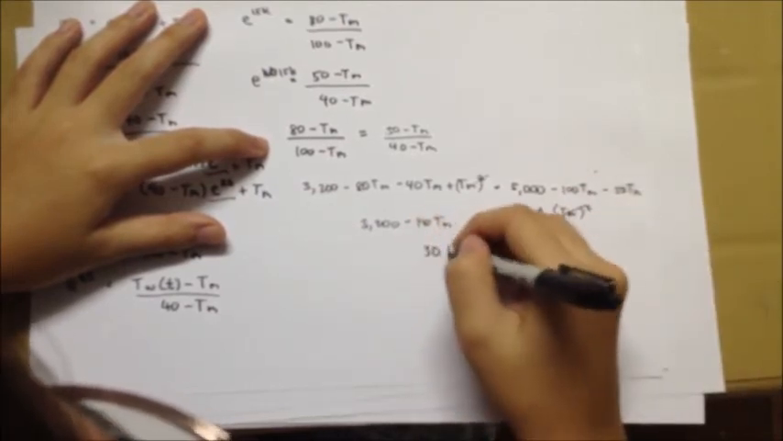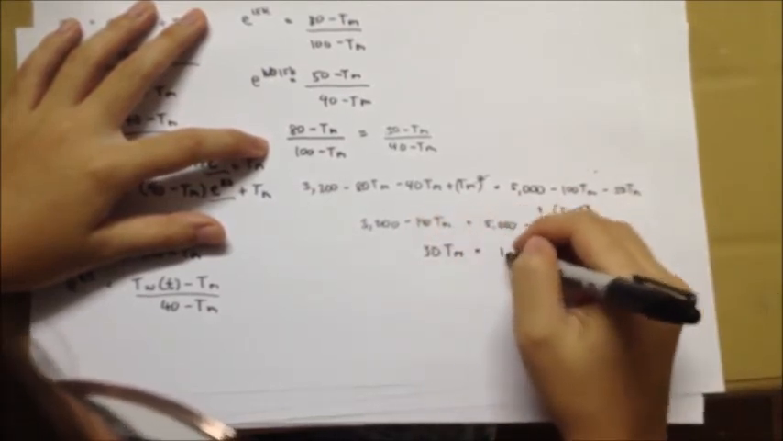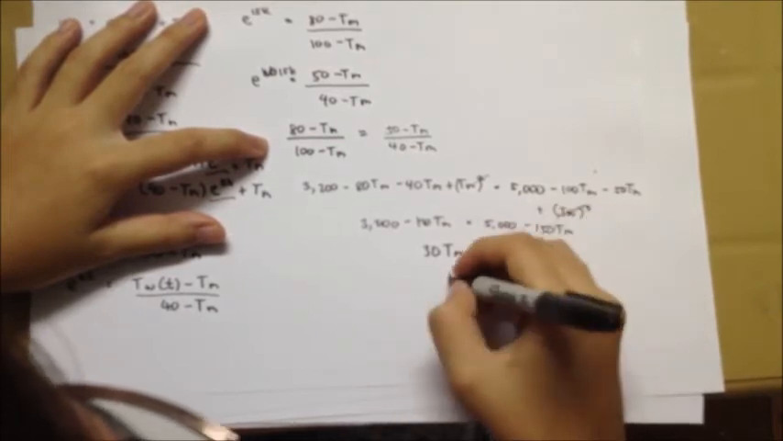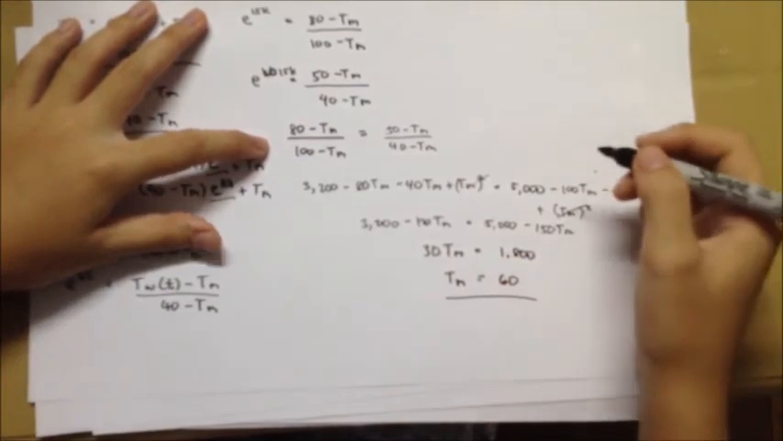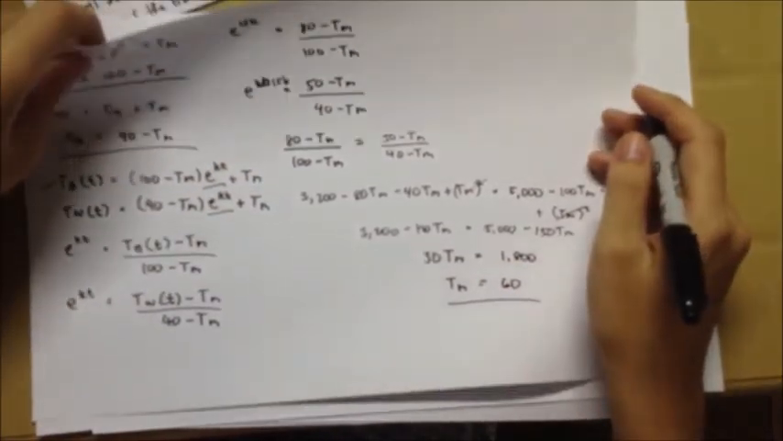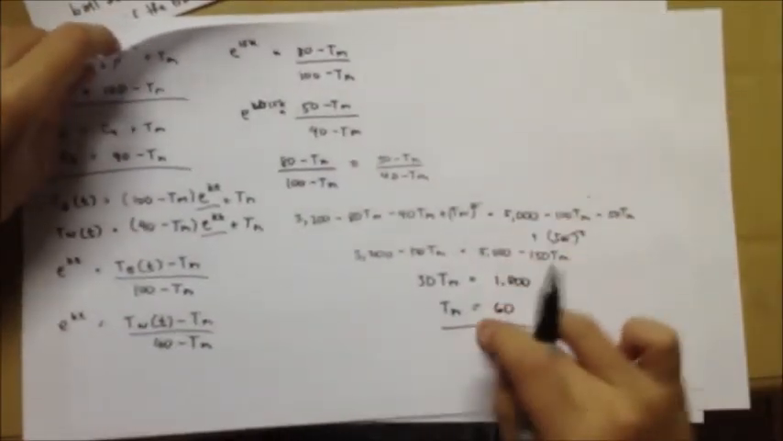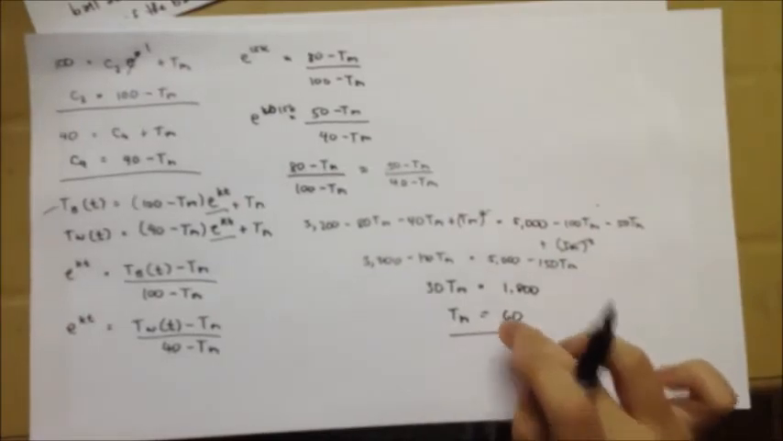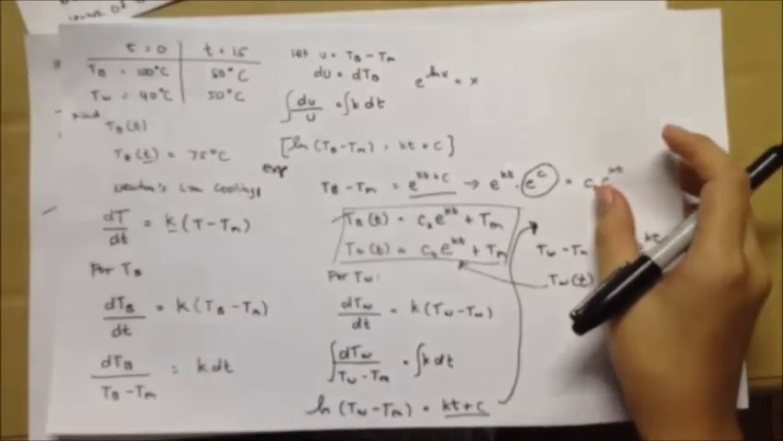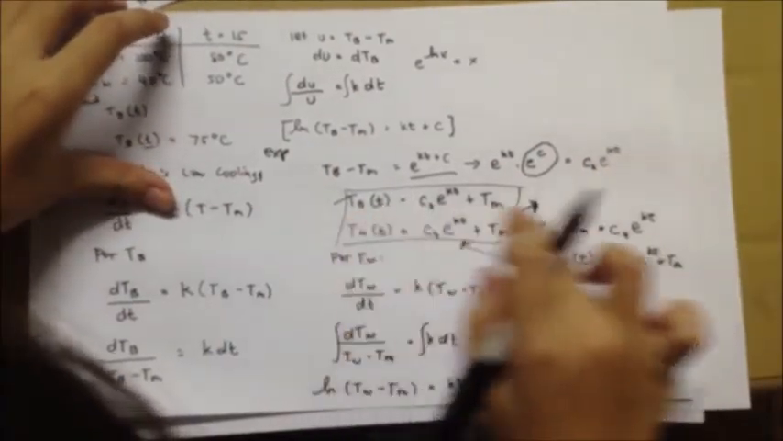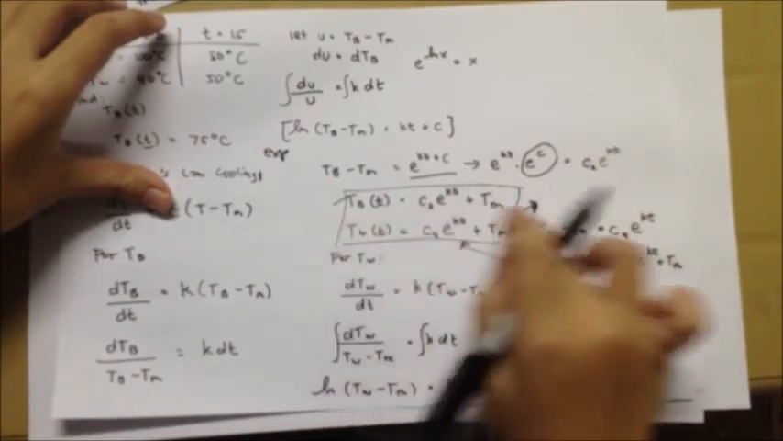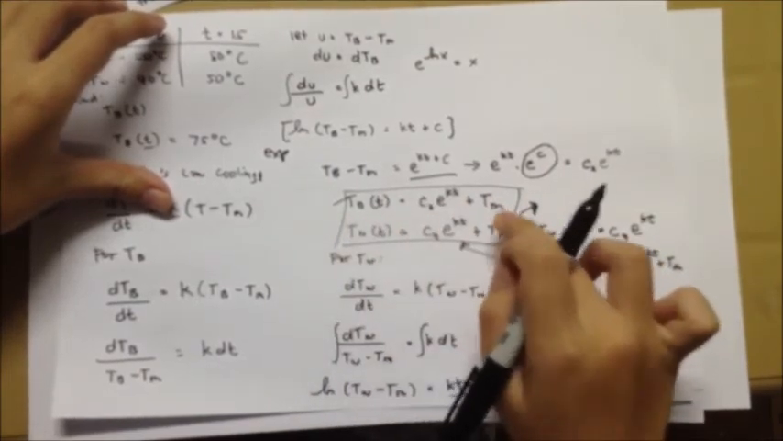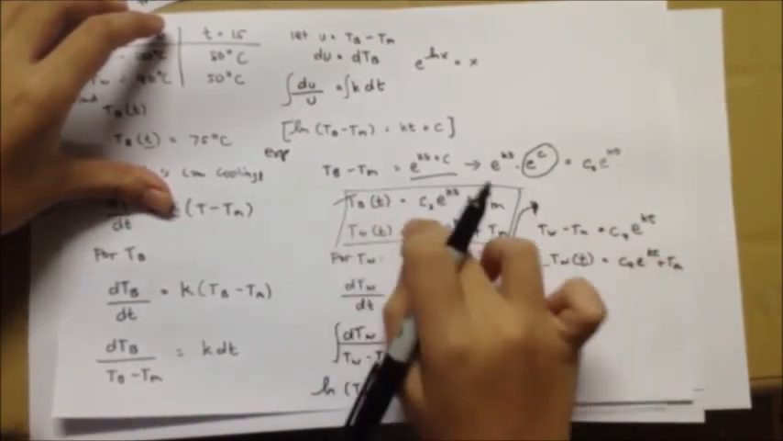30Tm is equal to 1,800. So Tm here is equal to 60. So the temperature of our surrounding is 60 degrees Celsius. Now, substituting this back to our equation, we will only look at Tb here since the problem only asks us to derive this one.